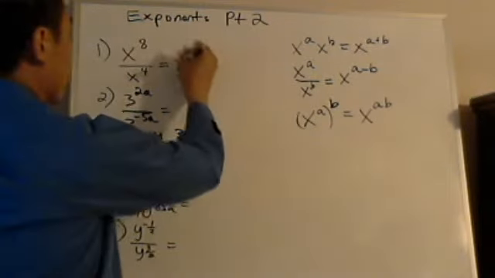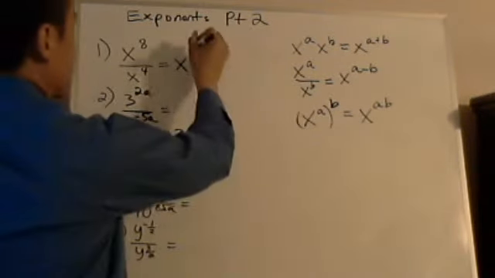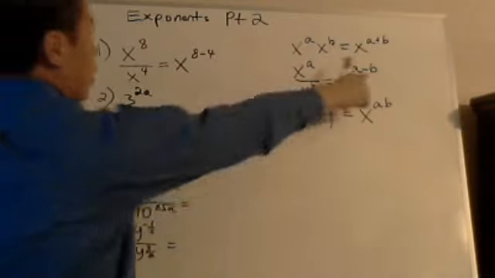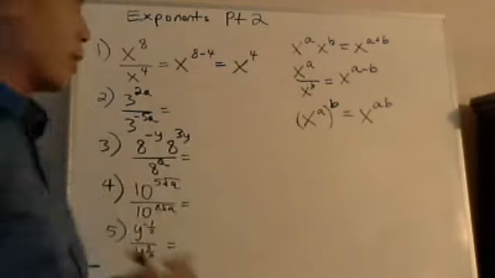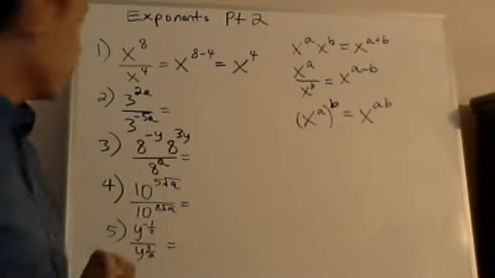So what you do here, you copy that base, x, right? 8 minus 4, because you subtract. That's the rule. And you get x to the 4th. Pretty simple, right? So we'll do number 2, okay?